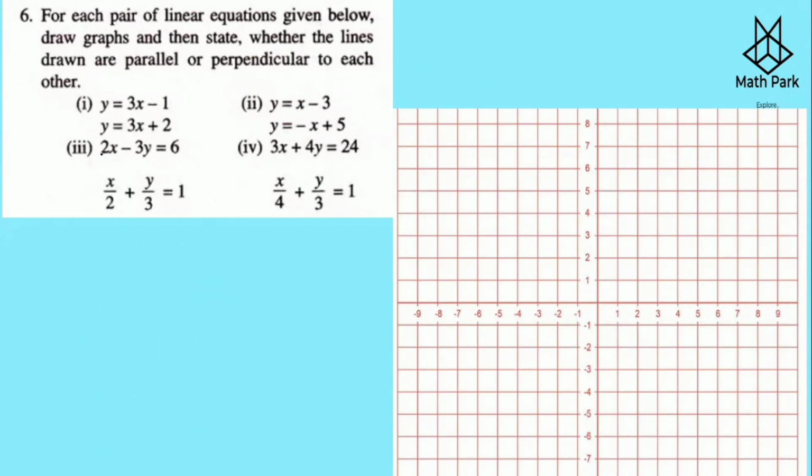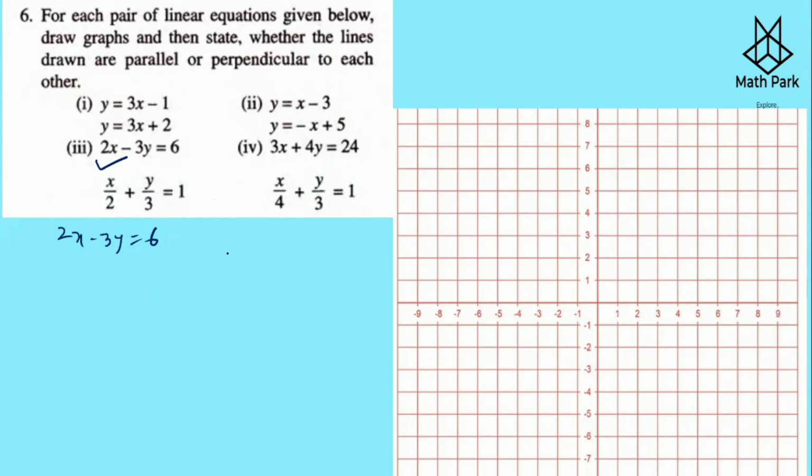Got it? There are two lines, 2x minus 3y is equal to 6 and x by 2 plus y. For this line, 2x minus 3y is equal to 6. And for the other line, if you make y the subject, you can see what the slope is.